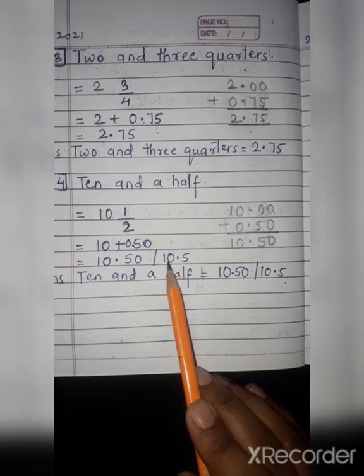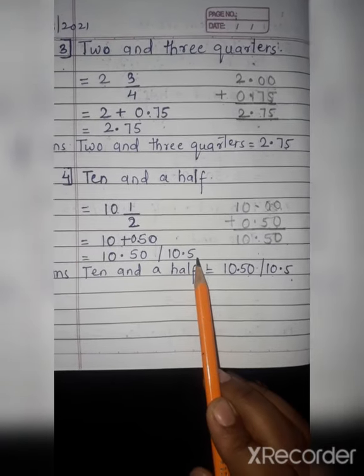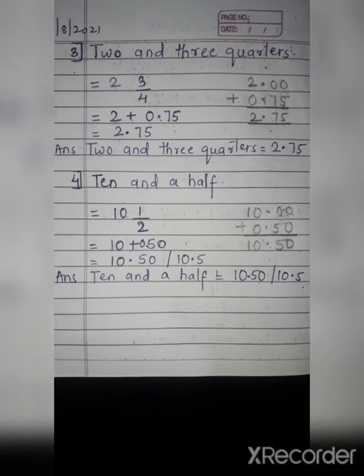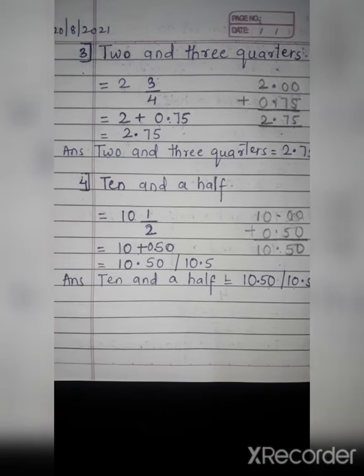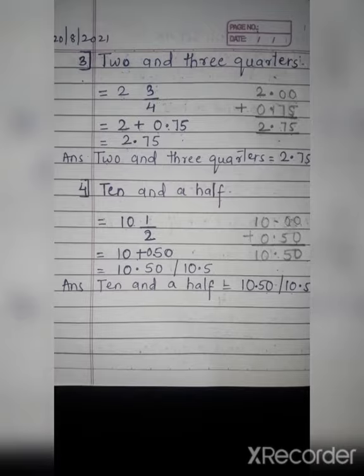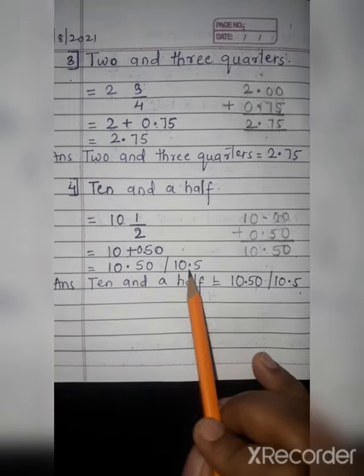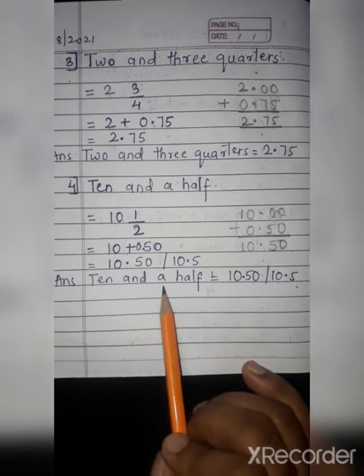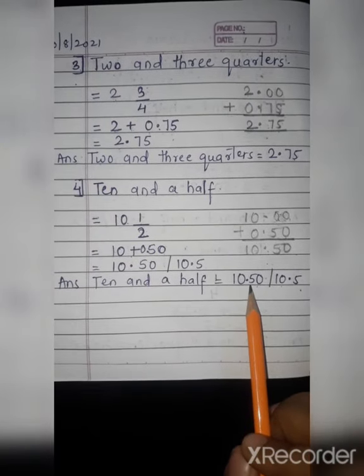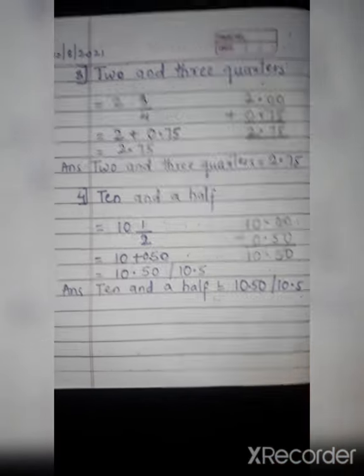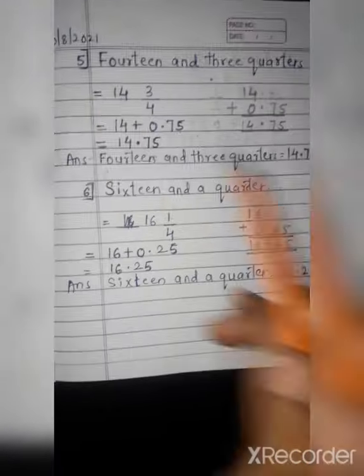Also you can write it 10.5, because I have told you there are two ways you can write half in decimal, 0.50 or 0.5. So both of these we can write. Now 10 and a half is equal to 10.50 or 10.5. Moving to our next sum.